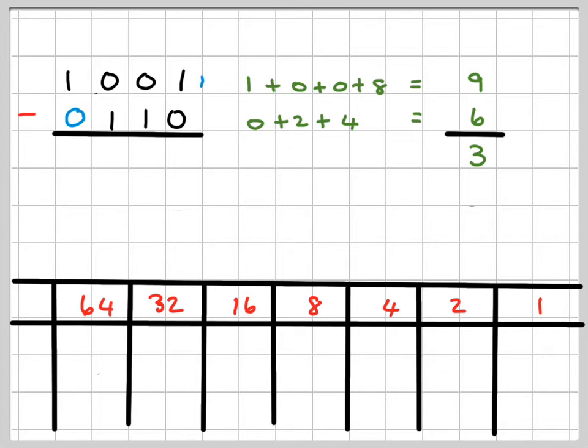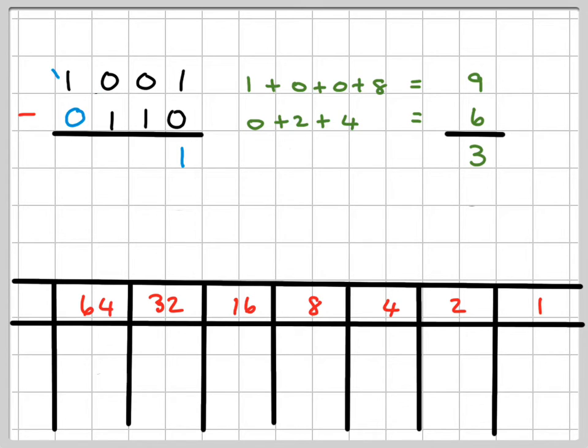Let's begin with our first column. 1 minus 0, we can do that. We are left with a 1. 0 minus 1 we can't do. We need to go and borrow. We can't fetch from that column because it's still a 0. So we're going to have to come to this column and take away that 1.